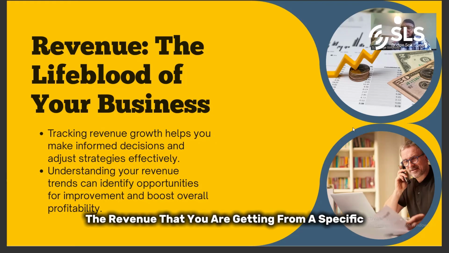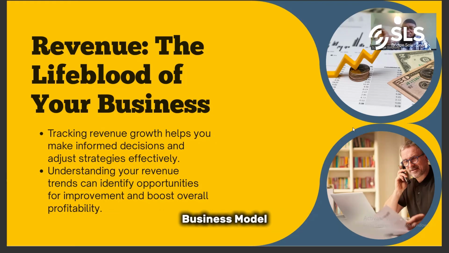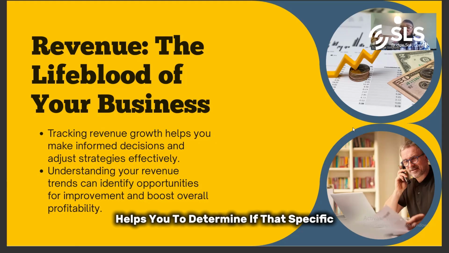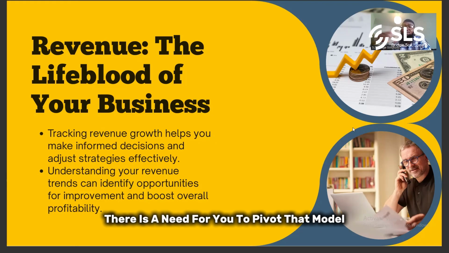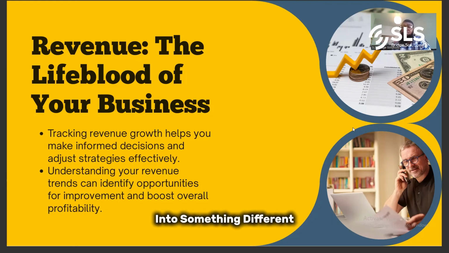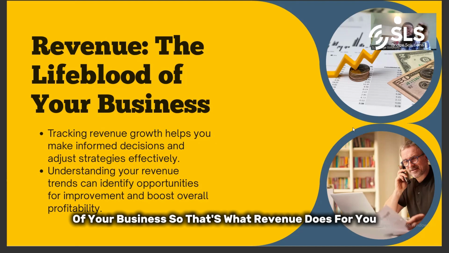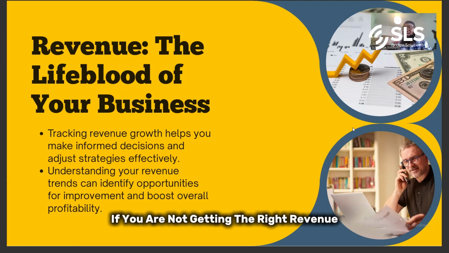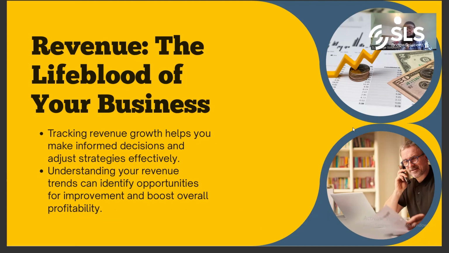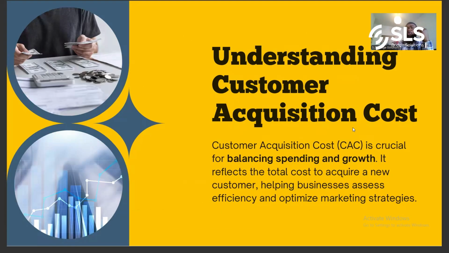So the revenue that you are getting from a specific business model is what helps you to determine if that specific method of differentiation is working. And sometimes you might even realize that there is a need for you to pivot that model into something different. So these are the things that help you to make the overall decisions of your business. That's what revenue does for you. If you are not getting the right revenue, then you need to start considering how to improve. But you don't just make a single decision based on revenue alone. There are many other things that you need to consider as well, such as the customer acquisition cost.